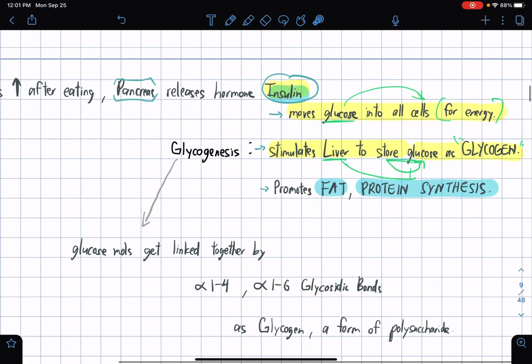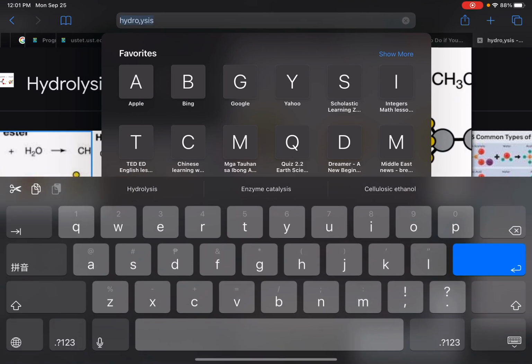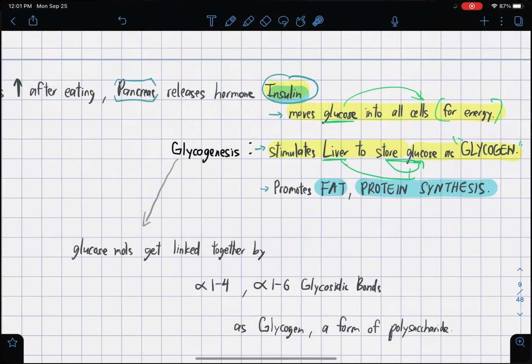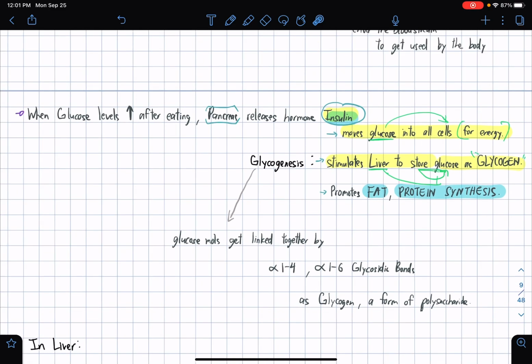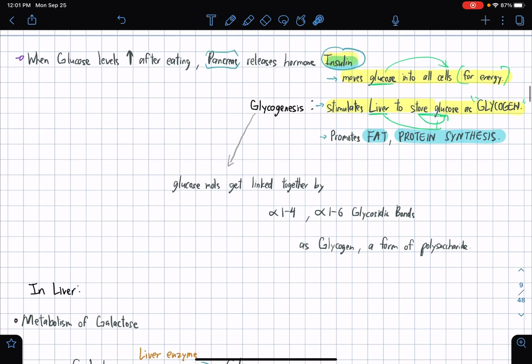So, if I'm not mistaken, insulin is something that's created by the liver. Let me double check. What secretes insulin? I think it's the pancreas. Ah, yeah, pancreas. Pancreatic cells secrete insulin. It regulates your blood sugar, basically. Oh yeah, I should have understood this part.